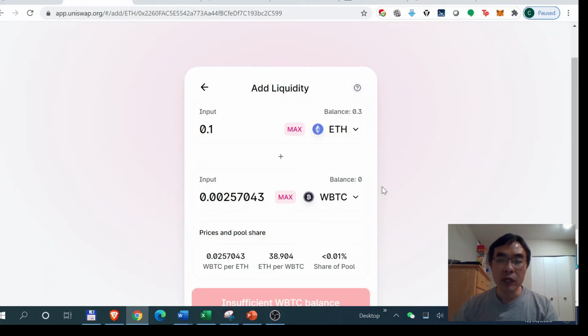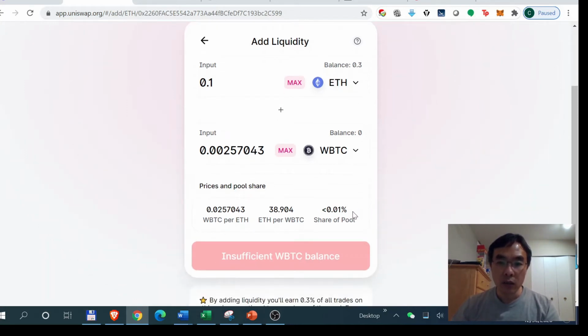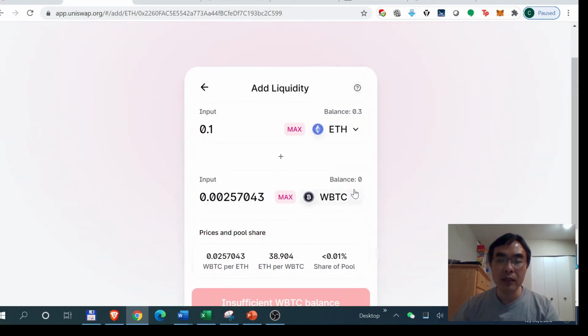So every time, you have to put a pair of these two coins into one of the pools on Uniswap. Once you add these two coins to the pool, you own part of this pool. So every time somebody comes in here and swaps from Ethereum to WBTC or vice versa, they have to give some fee for the exchange. And as an owner of this pool, you will get a portion of this fee.